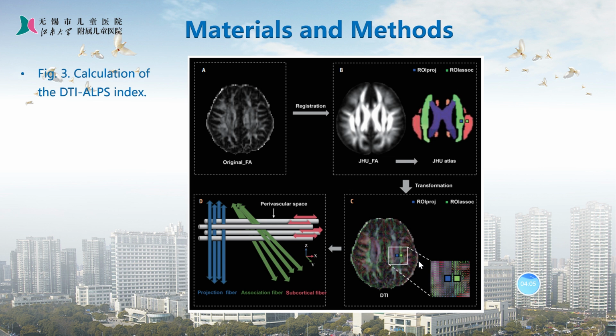Here is the calculation of DTI-ALPS. First, an FA template was created and registered on the JHU template, which was then converted into the space of dataset of anatomical localization. ROIs were placed on the left projection fibers and association fibers in the template of the uppermost layer of the lateral ventricle. Standard ROIs were assigned to the FA images, and automated DTI-ALPS were calculated.